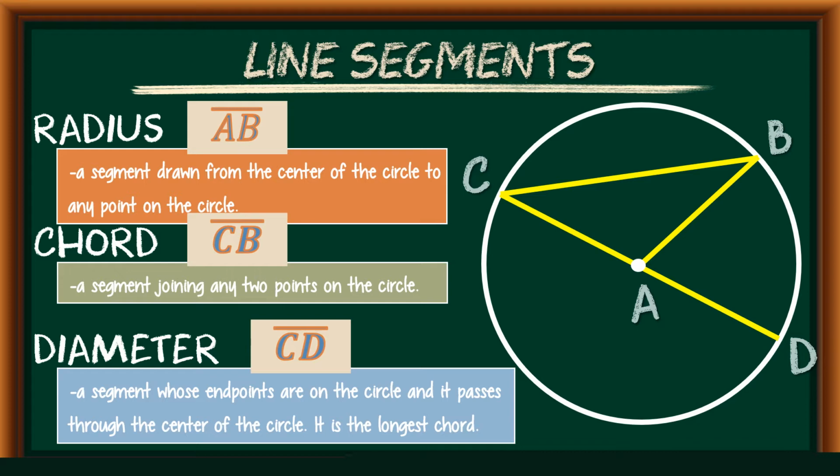Again, the difference between radius, chord, diameter. Si radius, yung isang endpoint niya ay nasa center, and the other endpoint ay nasa mismong circle. Chord, 2 endpoints matatagpuan sa circle, sa mismong circle. Okay? And then diameter, it is a special chord na dumaan sa gitna. And it is the longest chord na pwede mong i-draw from the circle. Okay?